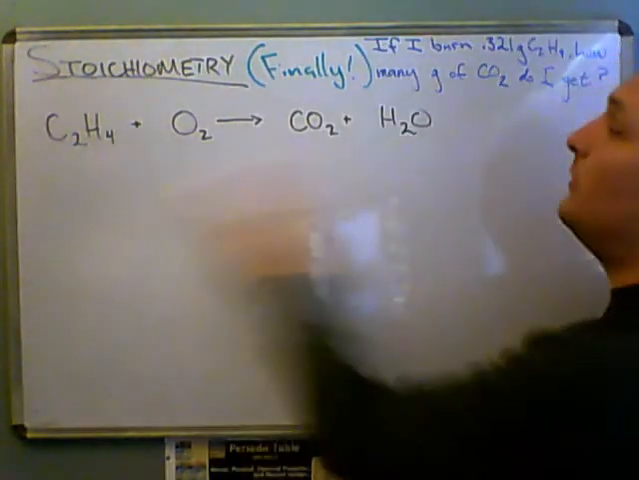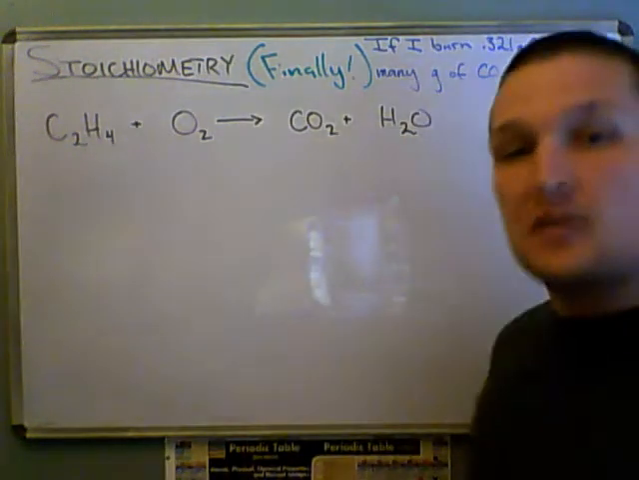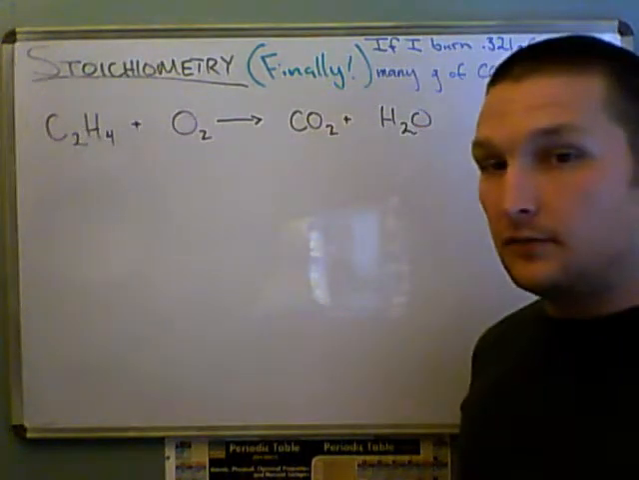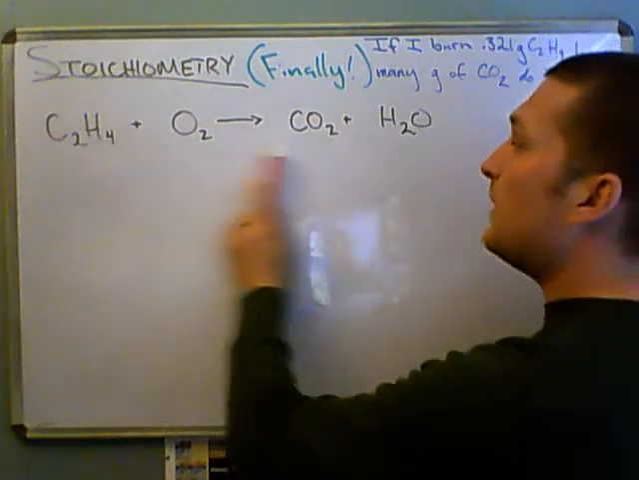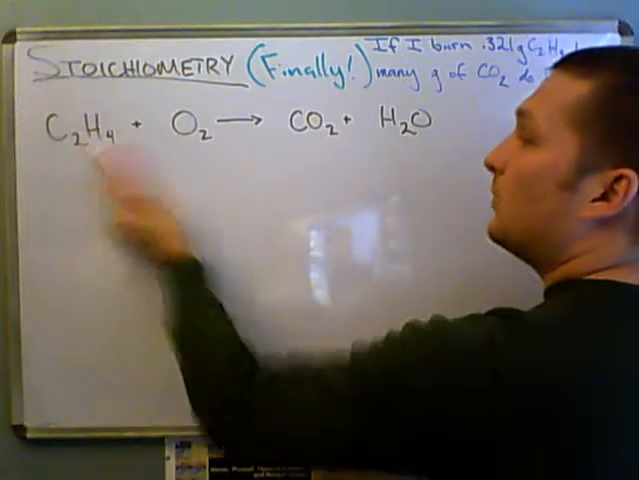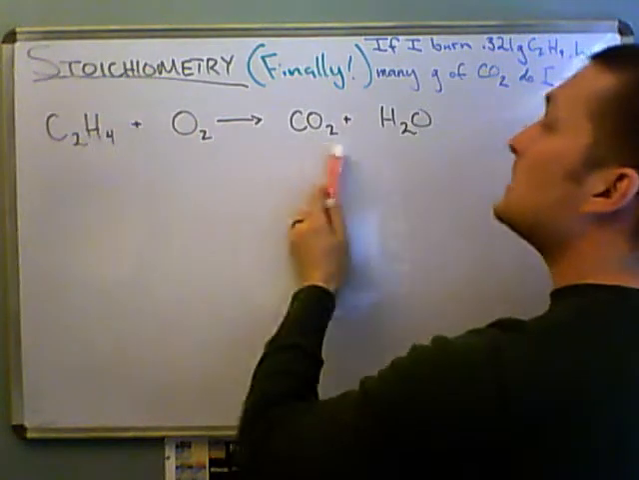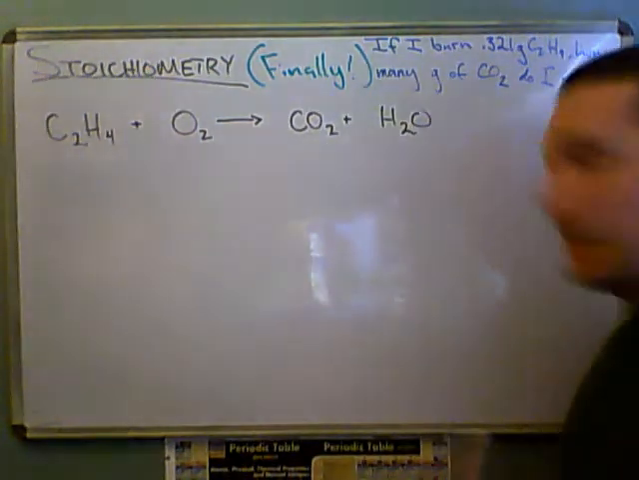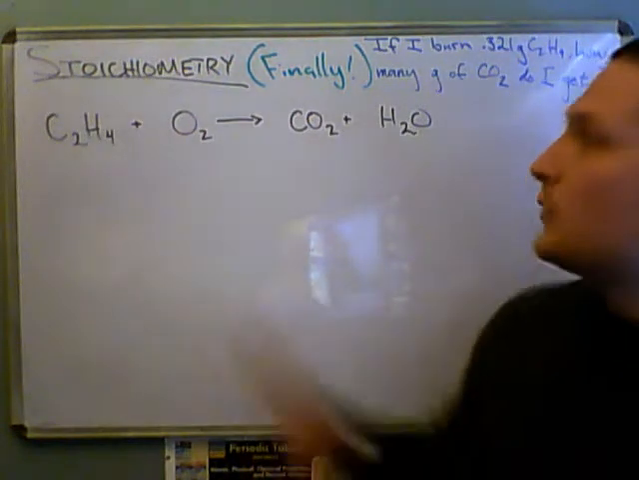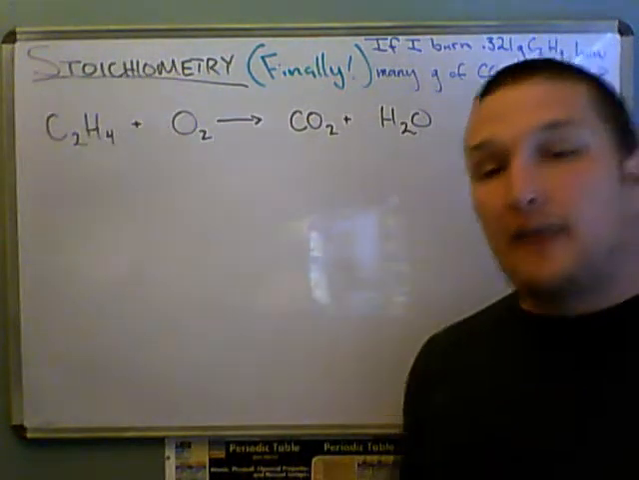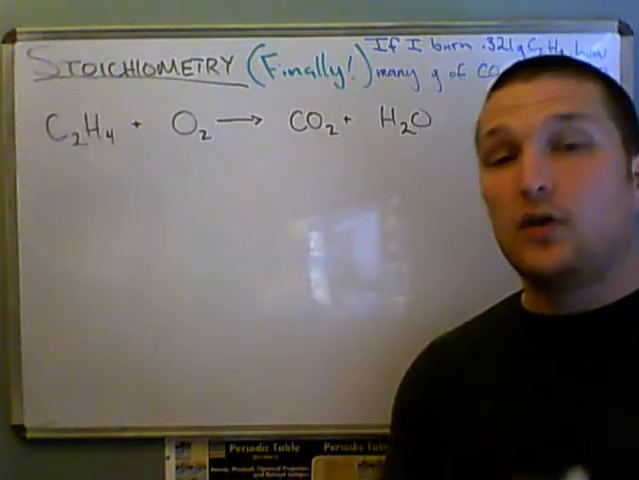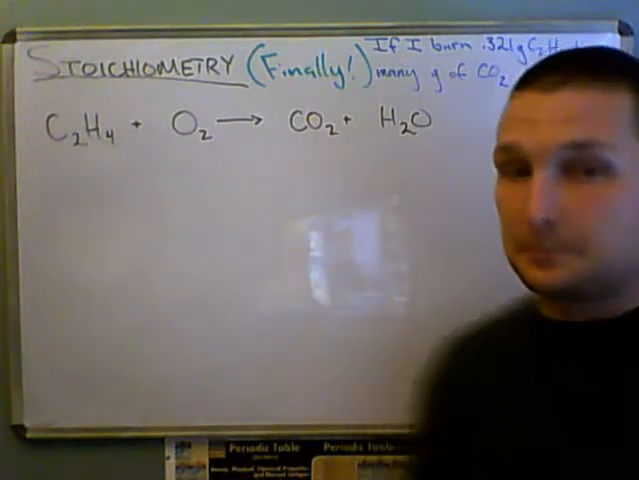Right now, I've written this, so I know burning is combustion. And if you're burning something, you're burning it in oxygen, right? So this is your generic combustion reaction. So there's ethene, C2H4, plus O2 goes to CO2 and H2O. That's just combustion right there. So, as it's written, this is not balanced. And that is your first thing you need to do with stoichiometry, is make sure your chemical equation is balanced.